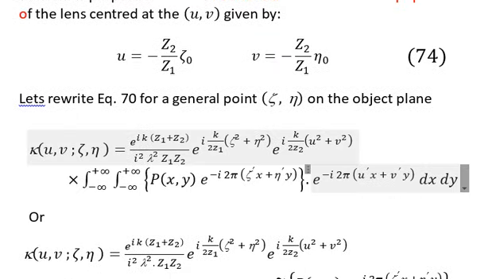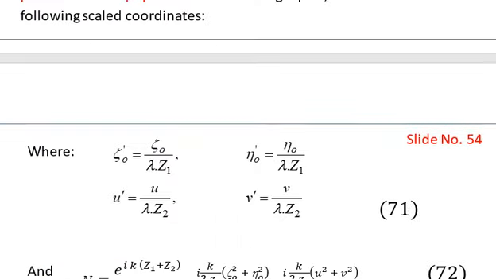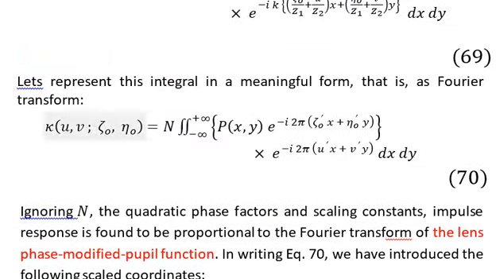So let's rewrite equation number 70 for a general point zeta and eta on the object. Look at equation number 70. You see that equation number 70 was written for particular points zeta naught prime and eta naught prime, which were the scaled coordinates associated with the point source located at zeta naught and eta naught, which are shown on the left hand side in the kappa as the argument.